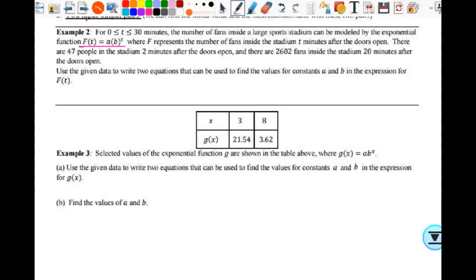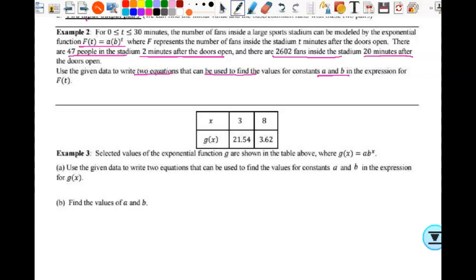Okay, so there are 47 people in the stadium 2 minutes after the doors open, 2,602 fans 20 minutes after the doors open. It says use the given data to write two equations. So I'm going to write two equations that can be used to find the values for A and B. Okay, so it doesn't even tell me to find them. It says write two equations that could be used to find them. So by doing this, you have to make sure this is helping you understand what is going on in any of these equations.